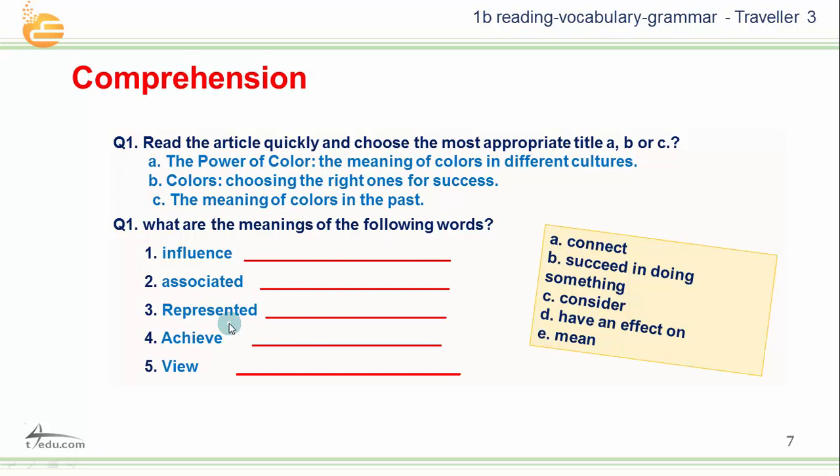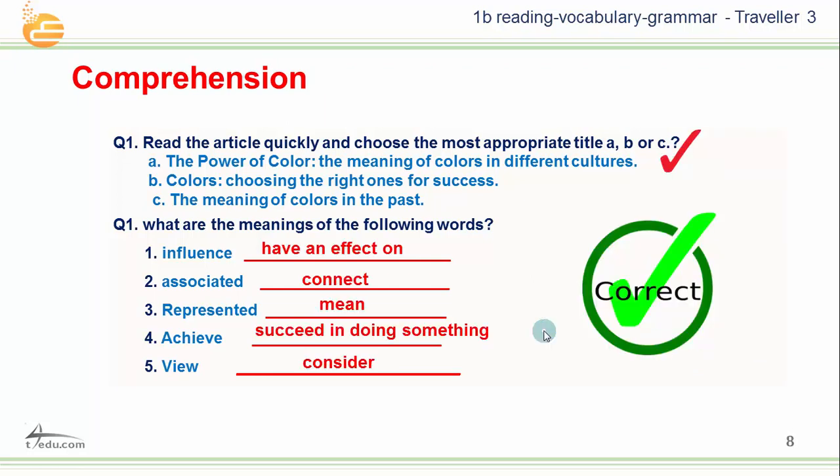And represented for three, mean, achieve, succeed in doing something, and finally view, which is the last one, mean. Sorry, the last one is consider. So influence has an effect on somebody or something. Associated, connected. Represented, mean. Achieve, succeed in doing something. And view, consider.